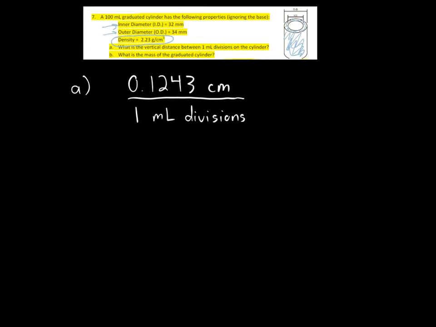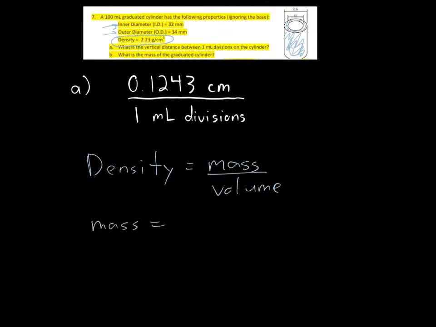So density is defined as density equals mass over volume. So if we solve for mass itself, we get that the mass of an object equals its volume multiplied by its density. So we're already given the density of our cylinder in the information given above. So we need to solve for the volume of our cylinder.